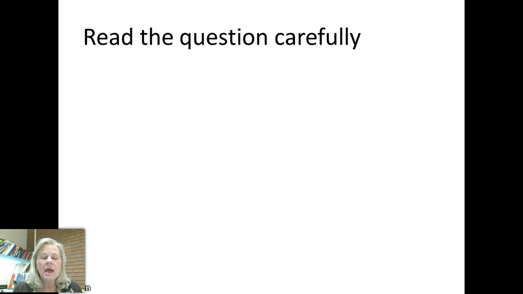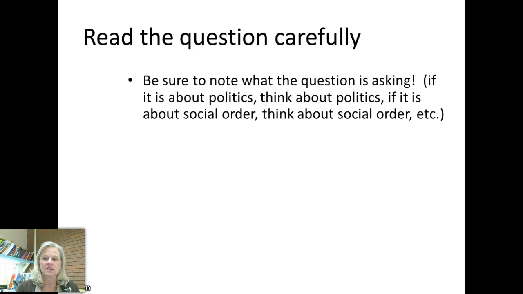First of all, with any question for any test anywhere, read the question carefully. Make sure that you know what the question is asking you. This is particularly important for this essay because if you are not answering what the question is asking, then you'll get 0 points. That's basically how it works. So if the question is asking you to talk about political order, make sure that everything in your essay is referring to political order. If, on the other hand, it's asking you to discuss the social order of two societies, make sure you're talking about social order.